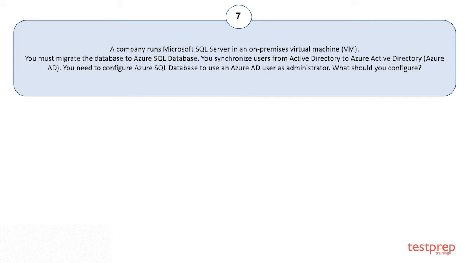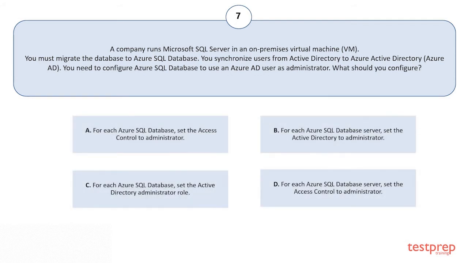Your options are: A. For each Azure SQL database, set the access control to administrator. B. For each Azure SQL database server, set the Active Directory to administrator. C. For each Azure SQL database, set the Active Directory administrator role. D. For each Azure SQL database server, set the access control to administrator. The correct answer is option C.